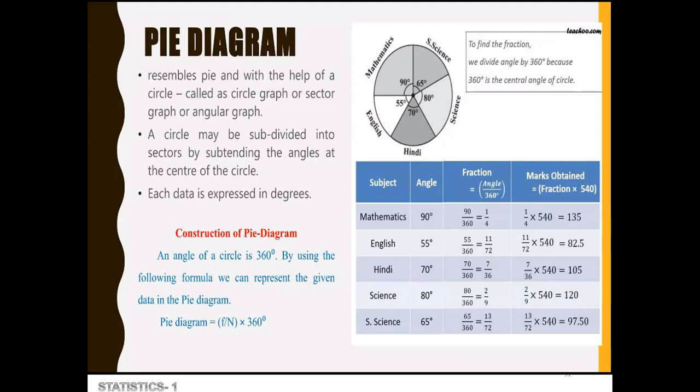Now, in this particular example, the degrees are converted into the fractional marks. Here you can see the mathematics representation is 135 values. English is 82.5. Hindi is 105. Science is 120. Social sciences is 97.50. Now, if I want to represent these values in the form of a diagram, first of all, I have to add these values, and you can see the total of all these values comes to 540. Suppose I divide 135 by 540 into 360, I'll get 90 degrees. So that is how you have to convert the values into degrees.